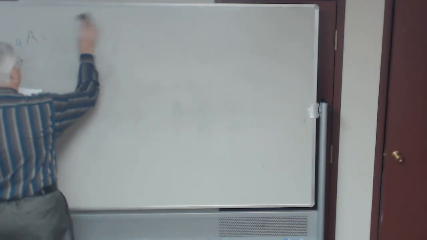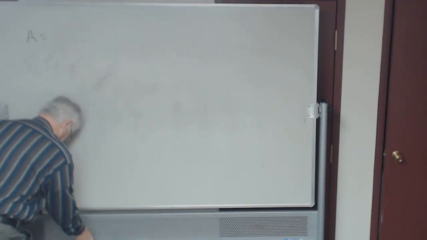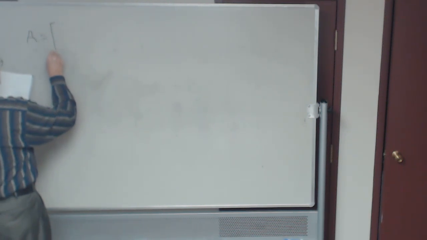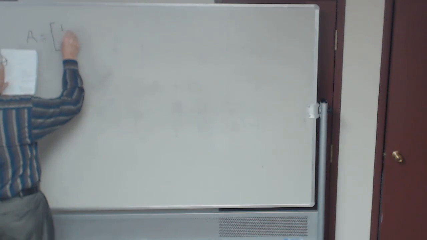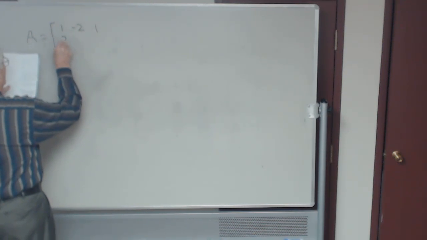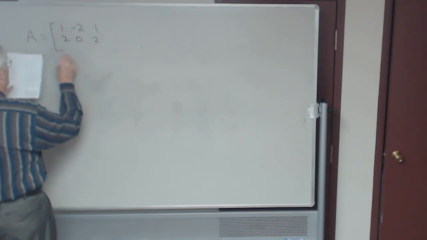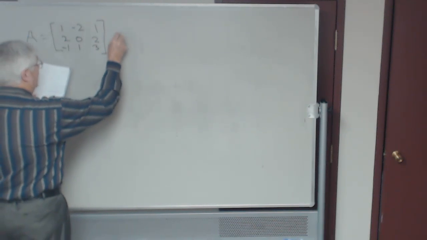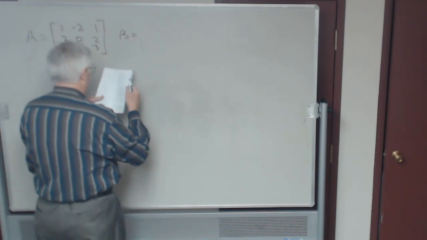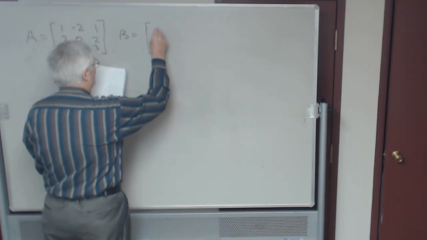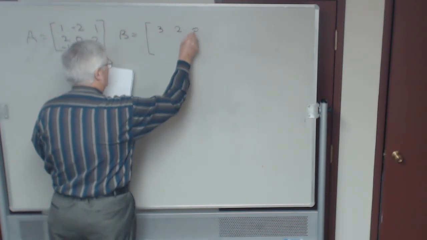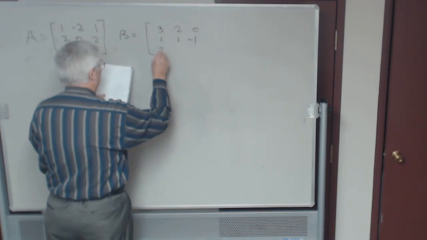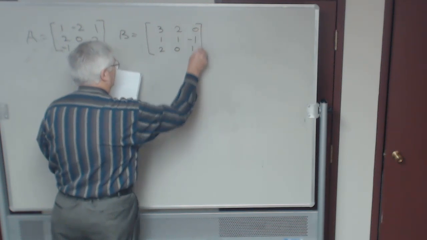So we have to write a new set of matrices up here. And what are the new set of matrices? A is 1, negative 2, 1, 2, 0, 2, and negative 1, 1, and 3. And B is 3, 2, 0, 1, 1, negative 1, and 2, 0, 1.